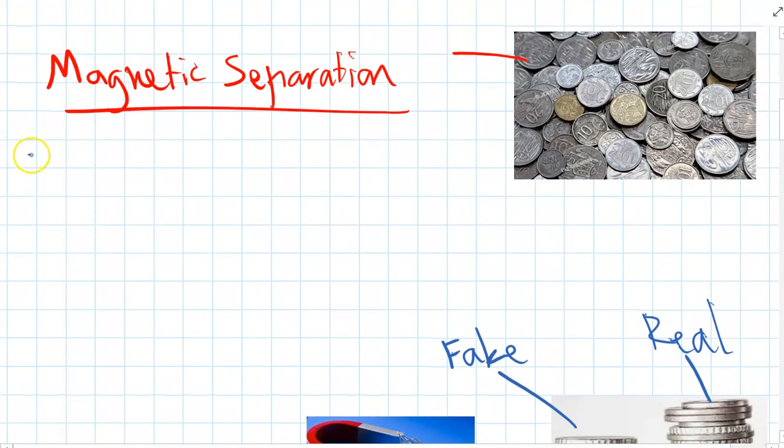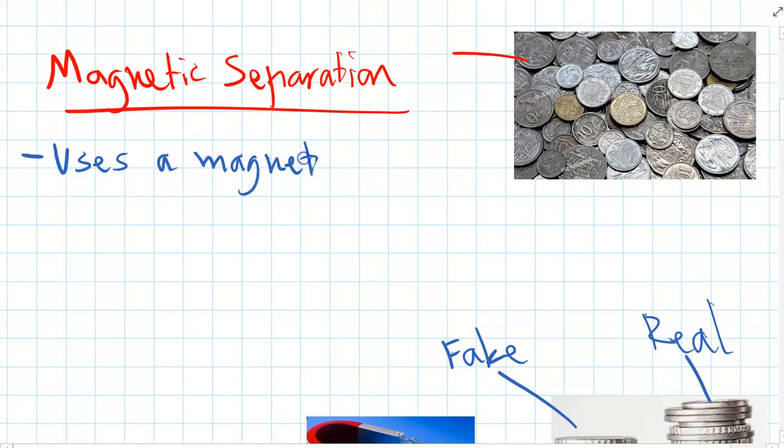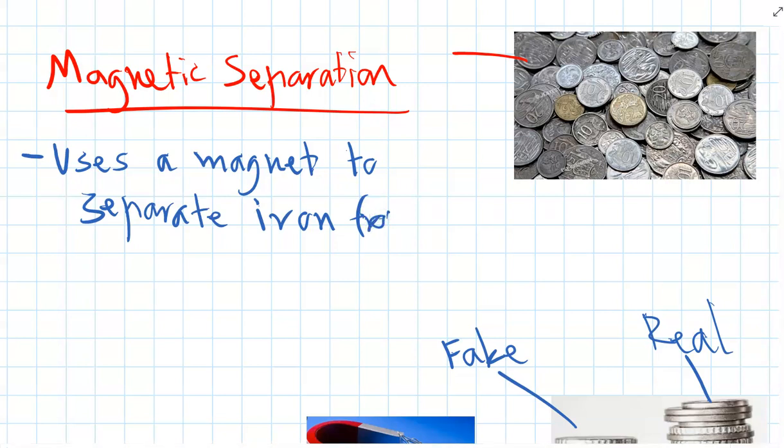So magnetic separation uses a magnet to separate, and it can only separate magnetic things from non-magnetic things, and iron is the most common magnetic material. So it uses a magnet to separate iron from other materials.